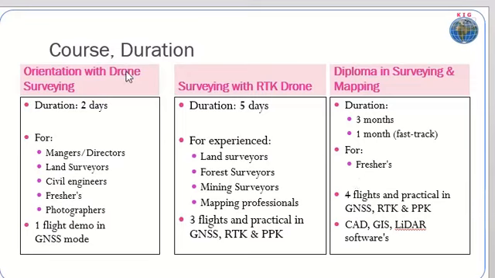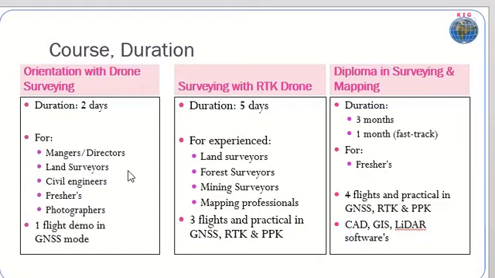First is an orientation course on drone surveying. It has a 2 days duration. This course is designed for senior working professionals, surveying managers, directors, and even students or freshers who are curious to know how drone surveying works, but are not doing day-to-day surveying operations.